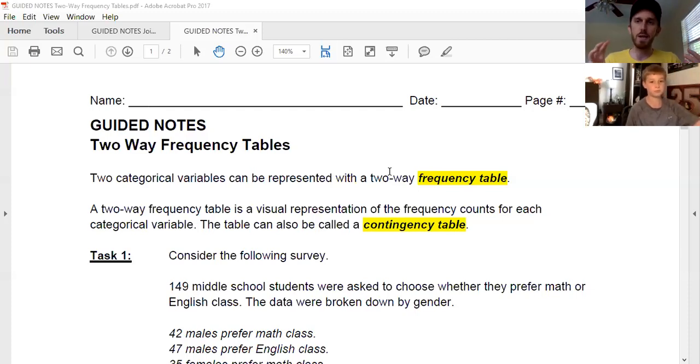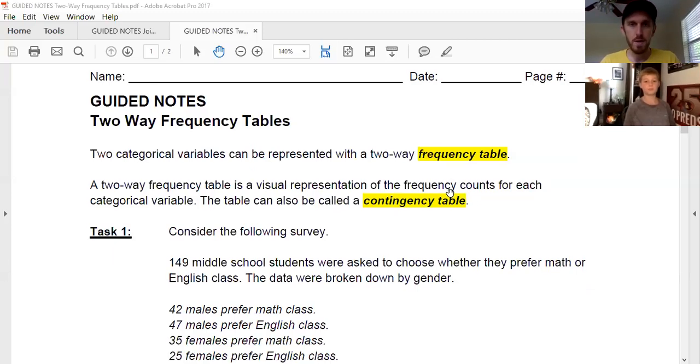Because I could break it up and say there's math people and there's English people. I know you guys are all math people. But let's just say for the sake of argument that one of you likes English. I could also break it up into boys and girls, or seventh graders and eighth graders. So there's actually ways that we can look at more than two variables at a time. We do that using a two-way frequency table.